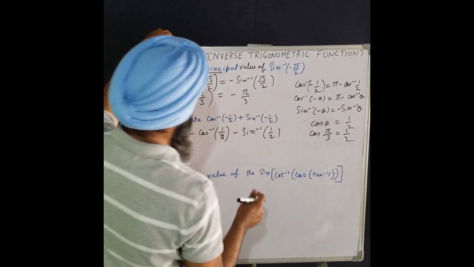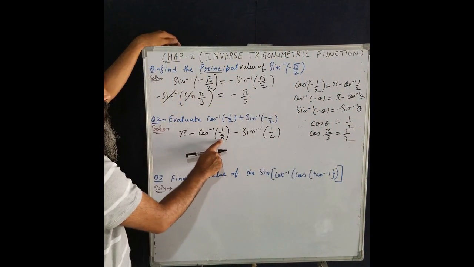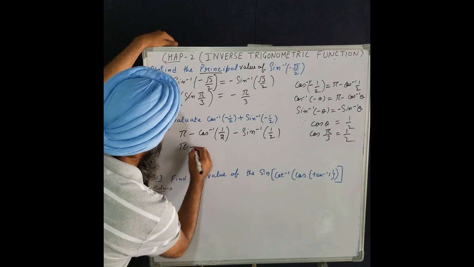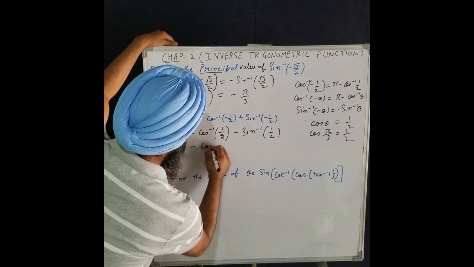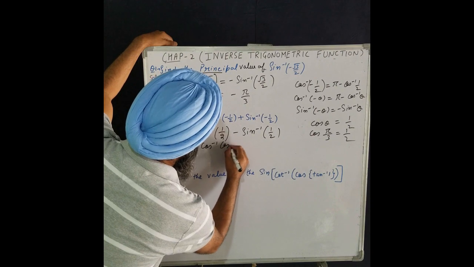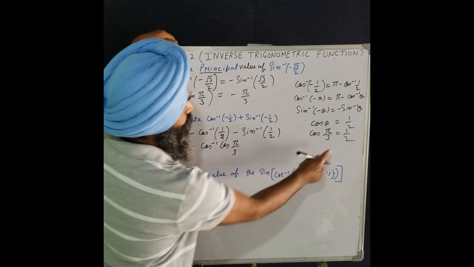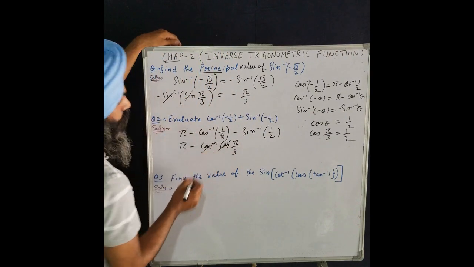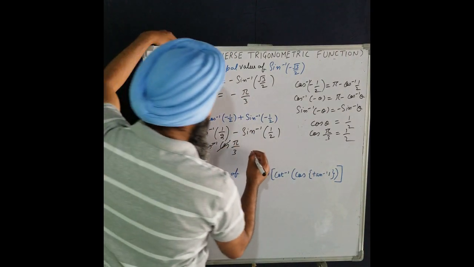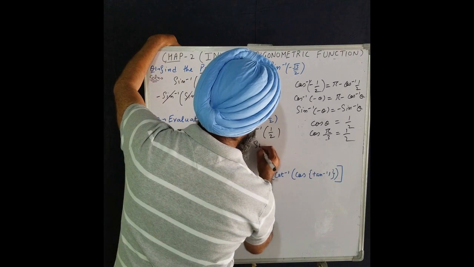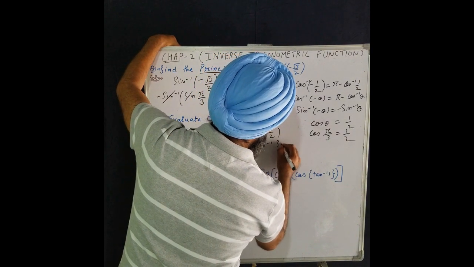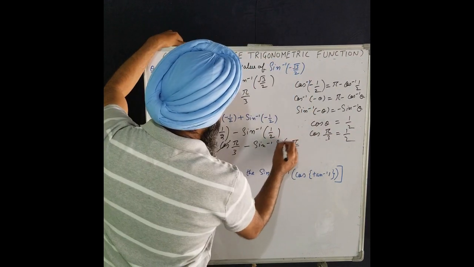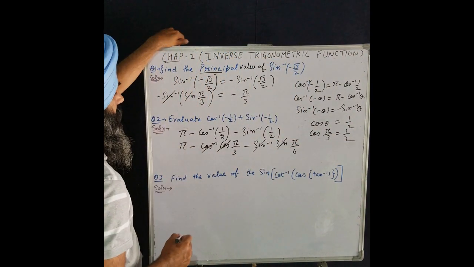Okay, so we can replace this value 1 by 2 by cos pi by 3. The value comes out to be minus cos inverse of cos pi by 3. In place of the 1 by 2 value you will write cos pi by 3, and cos with cos inverse will cancel out. In a similar way we will write it as sin inverse of sin pi by 6. Okay, sin inverse and sin cancel out each other, beta.